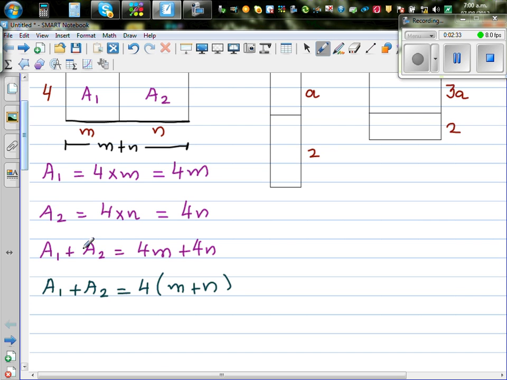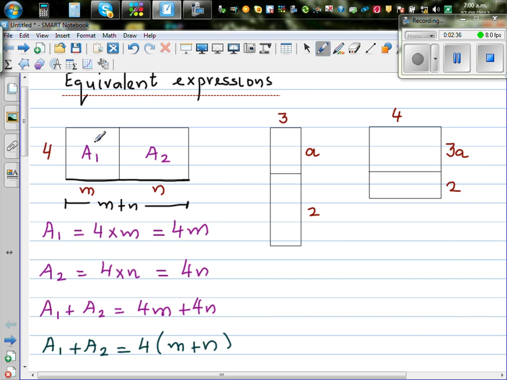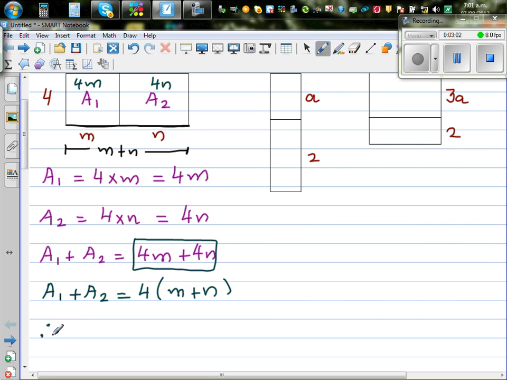So what are we saying? If you split this into two rectangles, the area of this rectangle is 4m, the area of this rectangle is 4n, and the whole rectangle would be A1 plus A2, which is 4m plus 4n. Now if you ignore this line, and take this as a whole rectangle, the length from end to end, or the base, is m plus n, and your height is 4. So therefore we can say 4m plus 4n is the same as writing 4 times (m plus n).